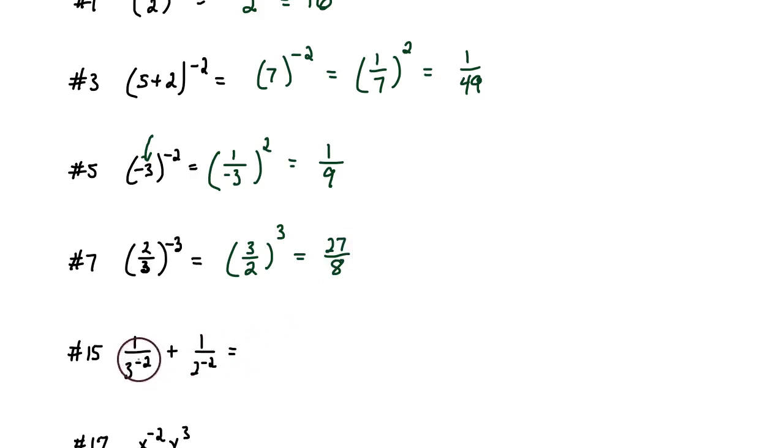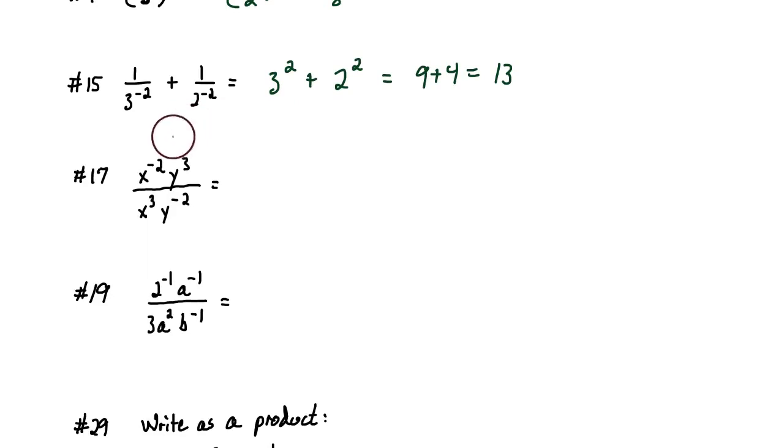Number 15, we have some negative exponents. They make reciprocals. So the reciprocal of this one becomes 3 to the positive 2. And the reciprocal of this over here becomes 2 to the positive 2. Now let's evaluate. 3 squared is 9, 2 squared is 4, and these add up to 13.